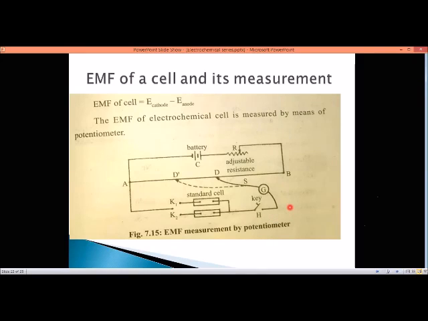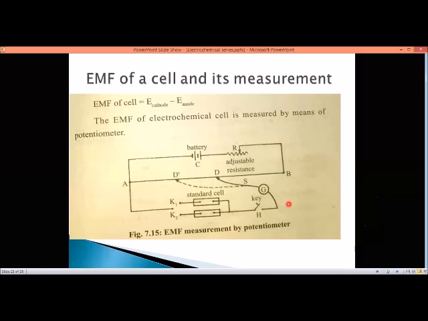Calculate the EMF of the cell? We know that the EMF of the cell is E cathode minus E anode. Nowadays, we have very good digital instruments by which we can get it directly. But in the olden days, they used a bridge like this. It is also known as a potentiometer.